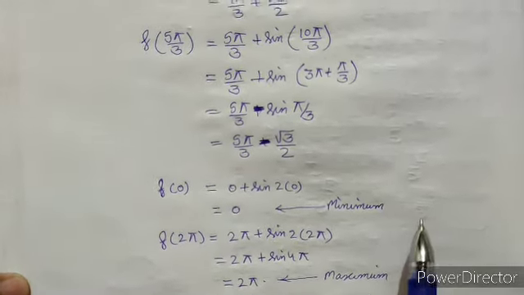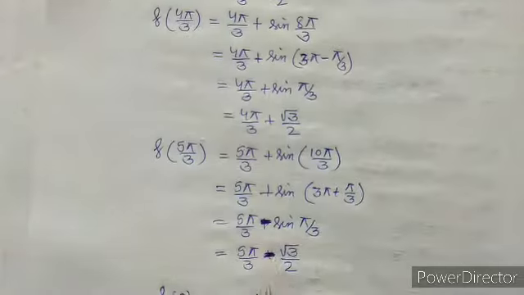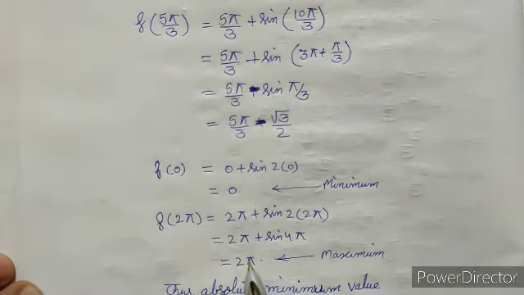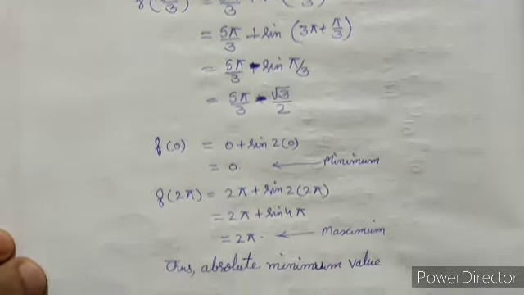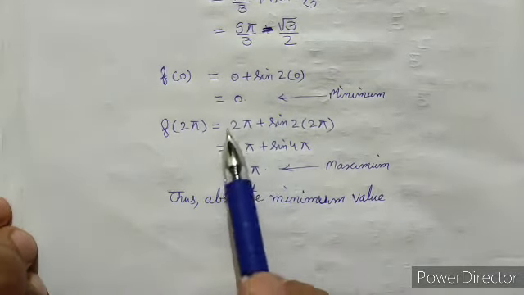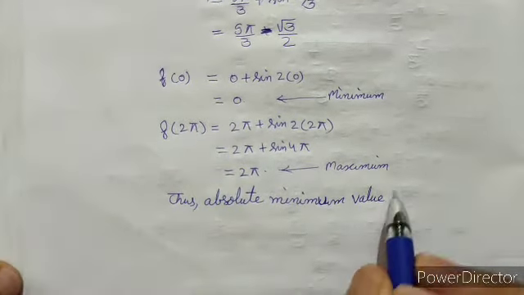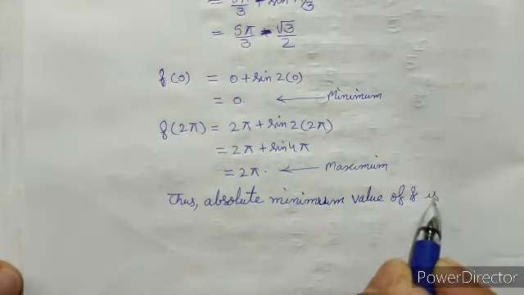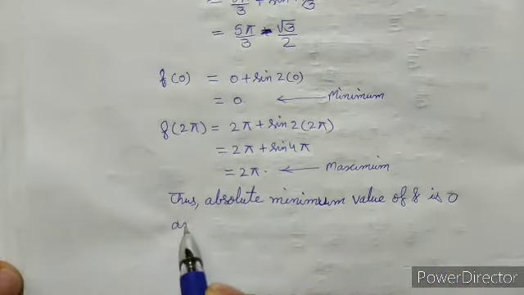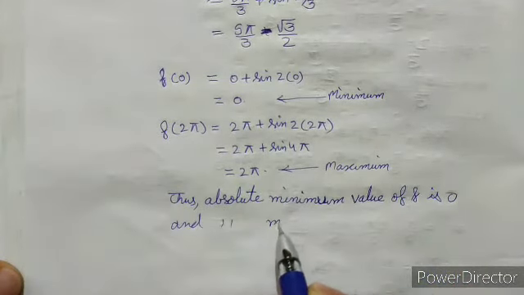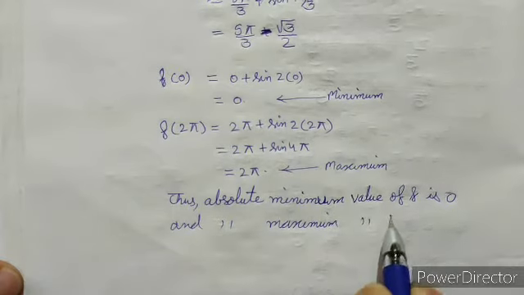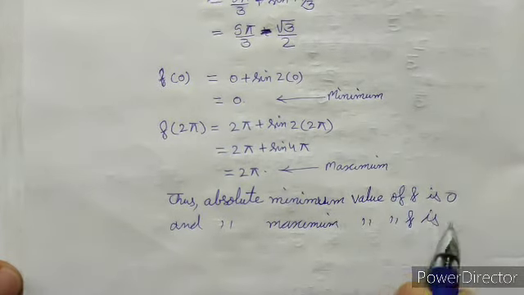Now, as we see in all these values, 0 is the minimum value of the function and 2π is the maximum value of the function. So we can say that the absolute minimum value of function f is 0 and the absolute maximum value of f is 2π.